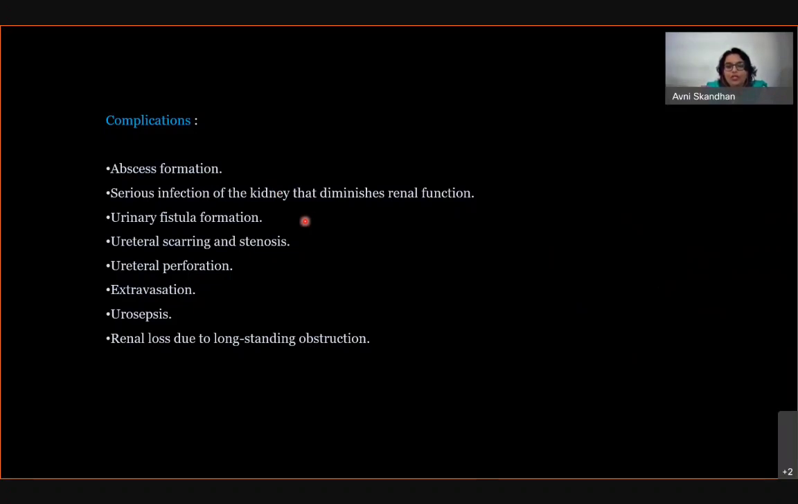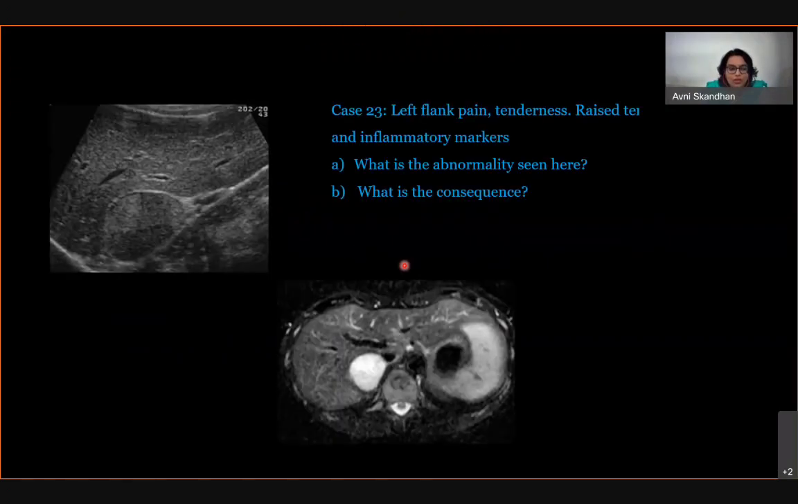So you can get secondary infection. The system may rupture, extravasation might occur, a lot of things. Further, in the long run, it might go into an obstructed system, which is having a renal loss.